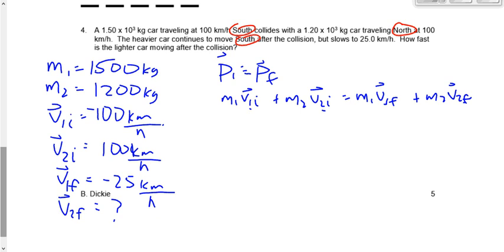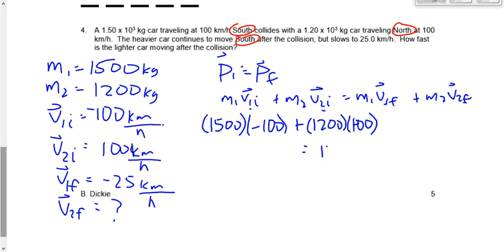I'm going to leave my answer key over here because my numbers are going to be different. I converted in my answer key. I'm not converting here. M1 is 1500 times V1I, which is negative 100, plus M2, 1200, times V2I, which is positive 100. Okay, M1 is 1500 again, V1F is negative 25, plus M2, which is 1200, times V2F, which is what we're looking for.